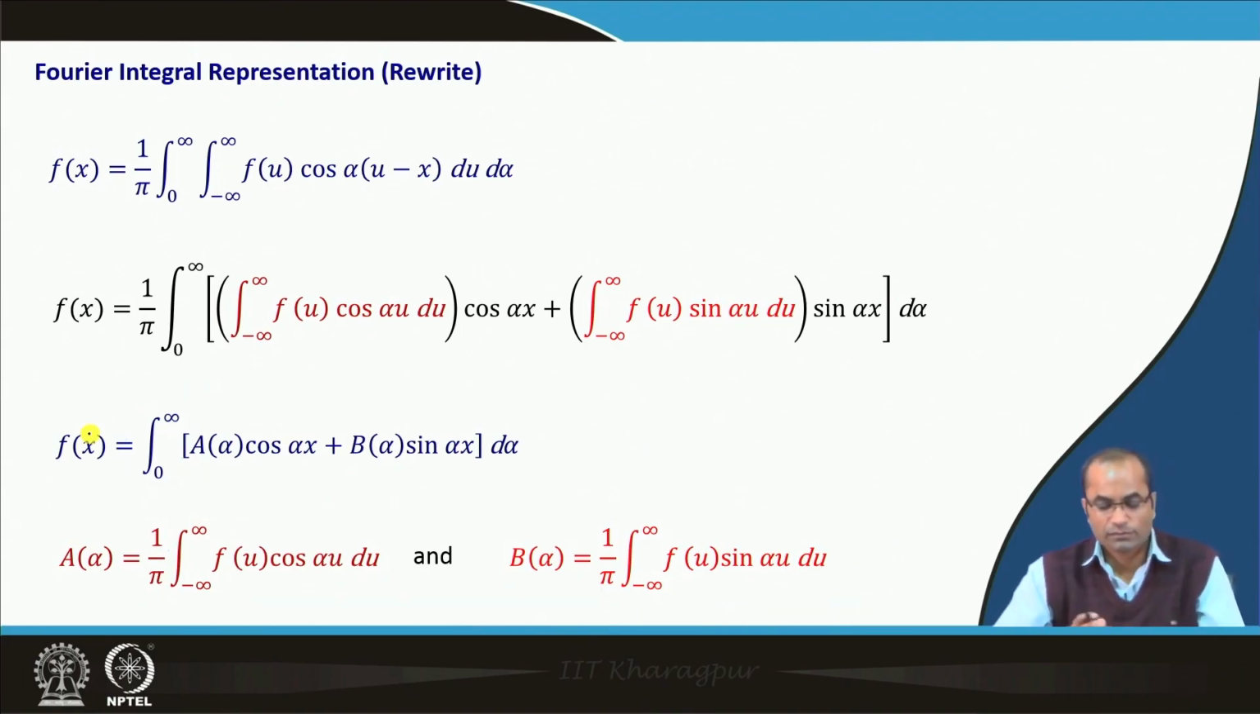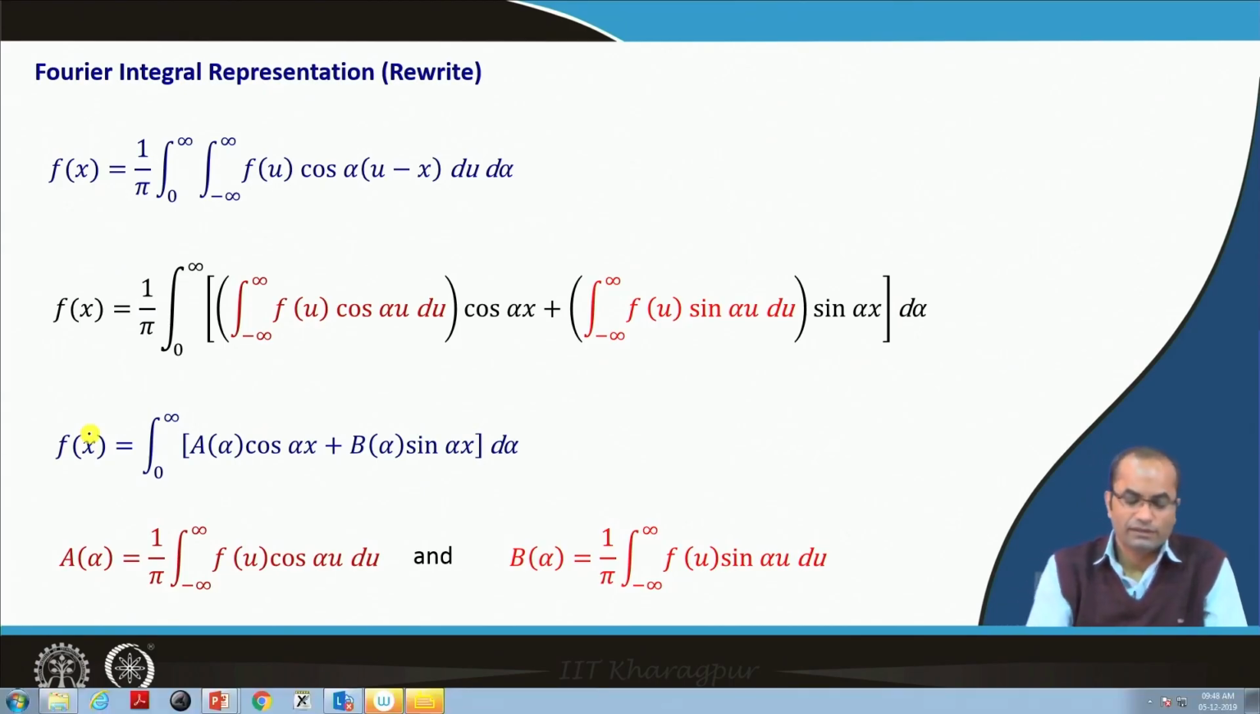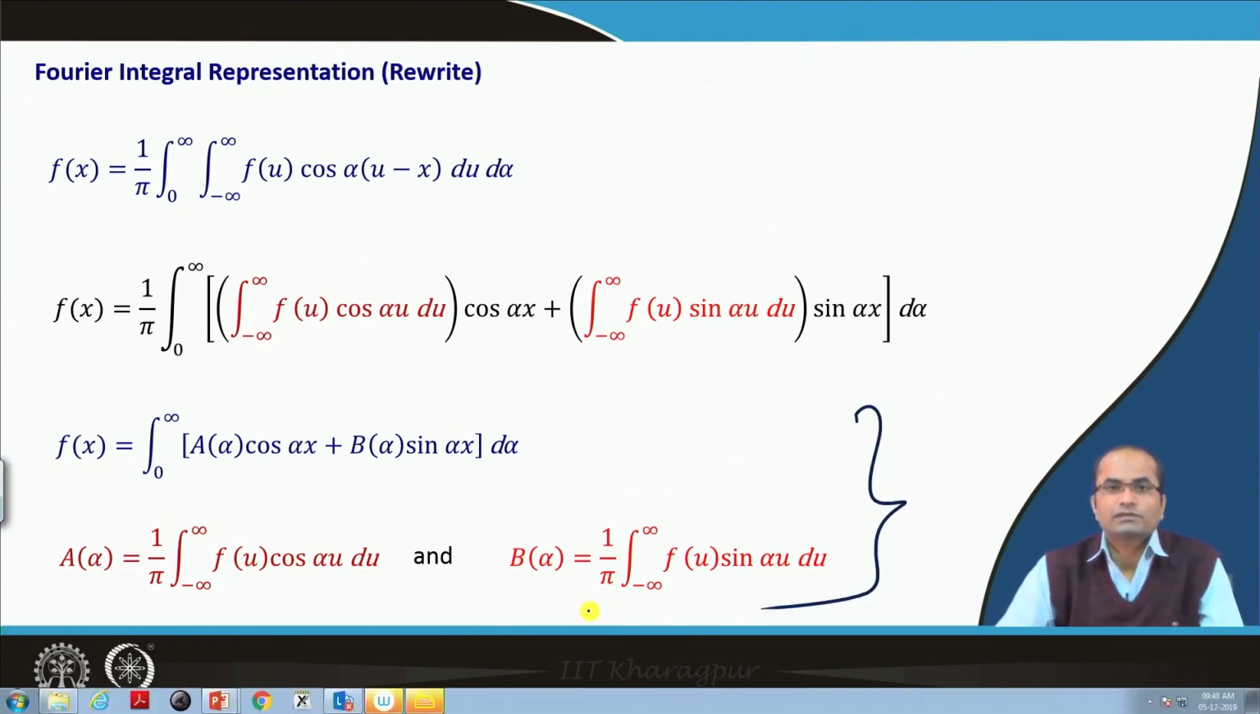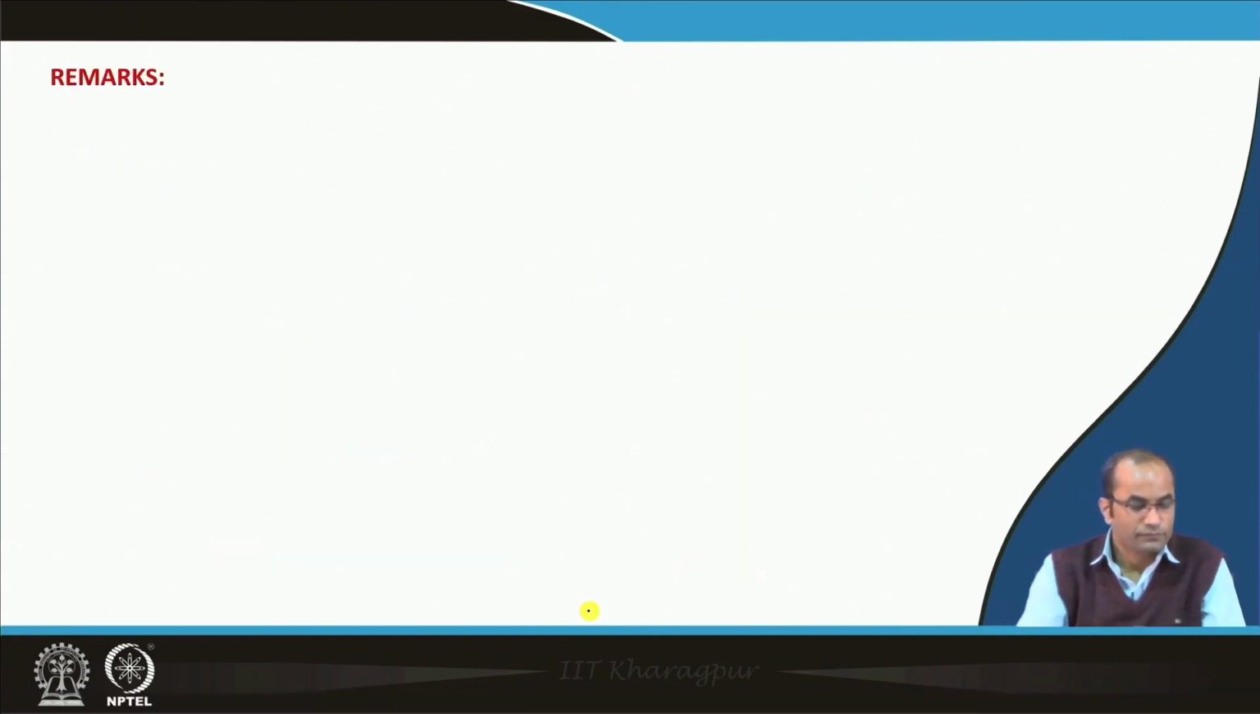So, it is analogous to what we have in the representation in terms of the Fourier series, but now we have an integral representation. When we let the period of the function, which was denoted by L, go to infinity, we end up with such a representation, which is called the integral representation of the function.